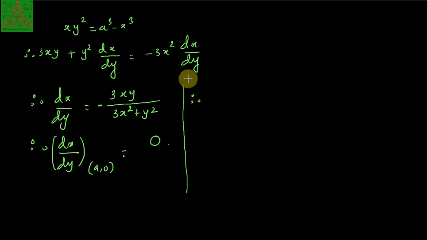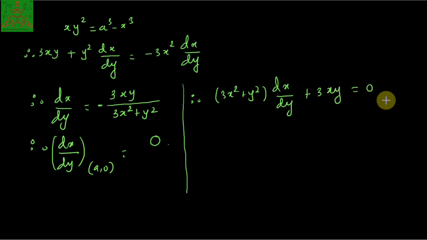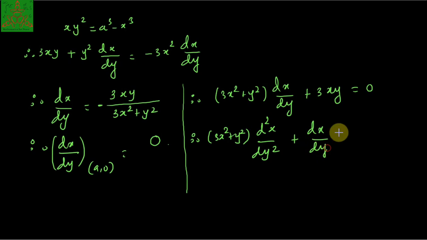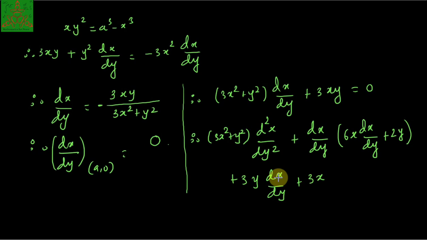Now to calculate the second derivative. For the second derivative, this is the equation, that is 3x square plus y square dx by dy plus 3xy equal to 0. Differentiating this with respect to y, what we will get is 3x square plus y square as it is, derivative of this with respect to y is d square x by dy square, plus dx by dy as the derivative of this quantity with respect to y will give you 6x dx by dy plus 2y plus 3, as it is, product rule is also applied here, so that is y dx by dy plus 3x, derivative of y with respect to y, it is 1, equal to 0 on the other side.